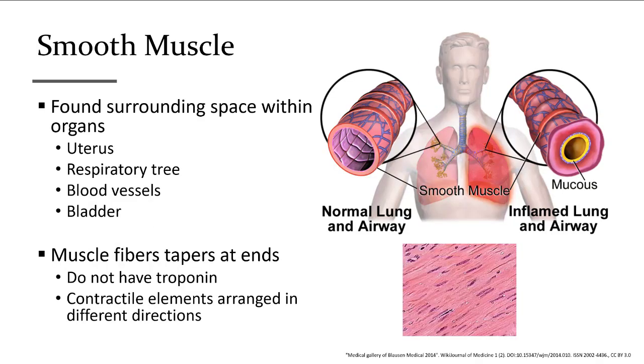Smooth muscle goes around organs and around lumens with spaces. So for instance, like your bronchioles or your gut tubes. And so it is involuntary. It does not have troponin. It contracts in a really peculiar way, which we won't go through. You should just know that it is involuntary and it surrounds many organs.